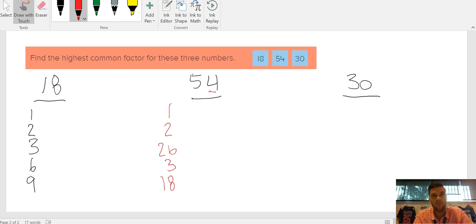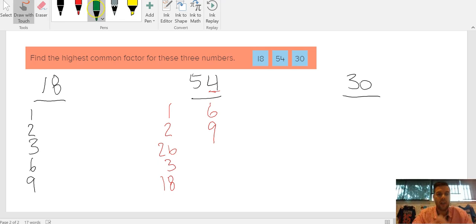Does our 4s? No, our 4s don't go in there. Our 5, no, because 5 doesn't go into 54. 6 does. So 6 times what equals 54? That is 9. And is there any more we can do? 7 times? No. 8 times? No. We've got our 9s. So there are our factors for 54.